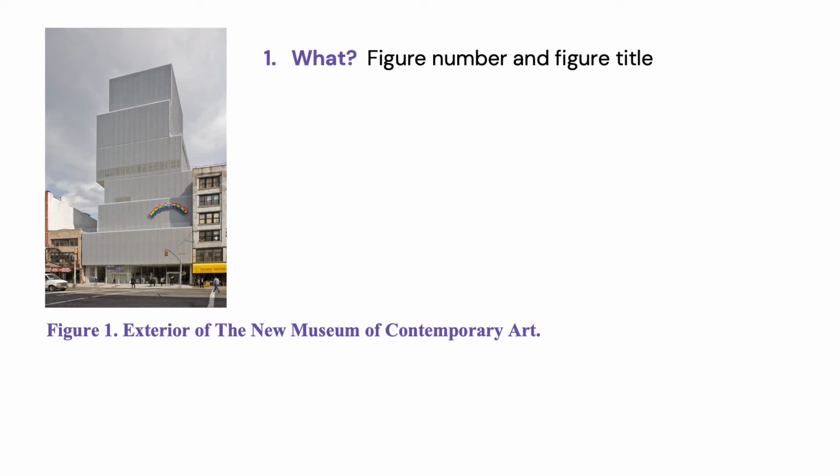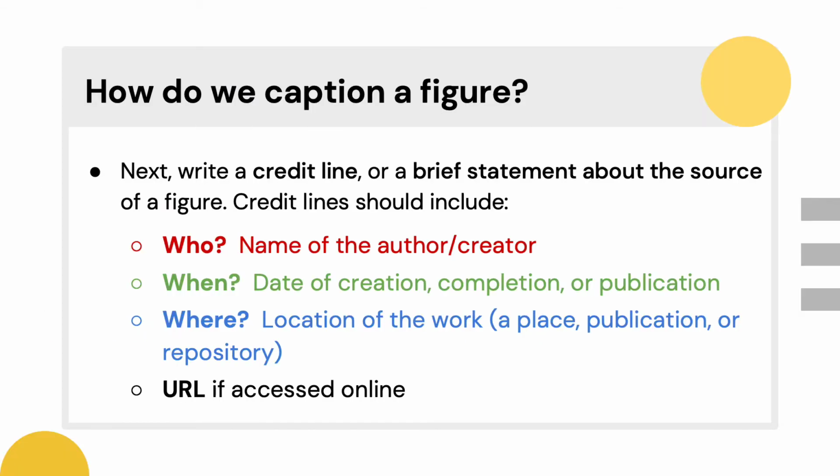Thinking back to the who, what, where, and when, those important pieces of information we need when we cite a source, this is the what, the figure title and the number you've assigned it in your paper. The next part of a figure caption is what we call the credit line, or a brief statement about the source of a figure. Turabian style does not specify a particular format for writing the credit line, but it's good practice to answer our remaining questions.